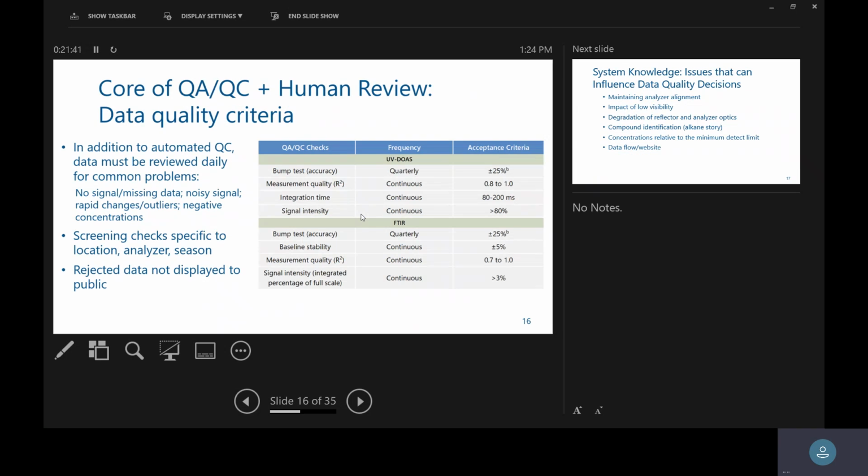So I talked earlier on about the decision rules. Is it a good detect? Is it a non-detect? This is kind of the basis for that. These are the automated QC rules in the decision process.